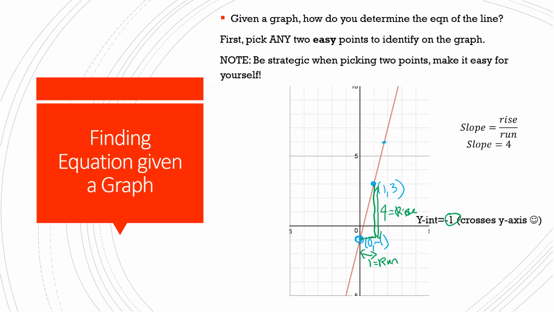So let's piece this all together. My equation is y equals 4x minus 1. Keep in mind that the equation does say y equals mx plus b. But remember, when I add a negative number, I could write plus negative 1 like this. But of course, when you add a negative number, you know that you're just subtracting. So I just simply write it as 4x minus 1. So I hope that kind of makes sense.